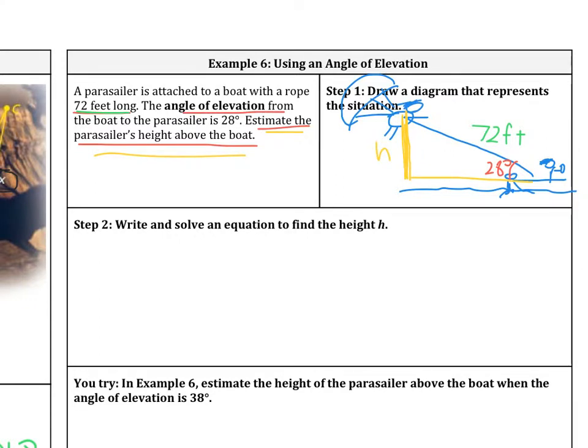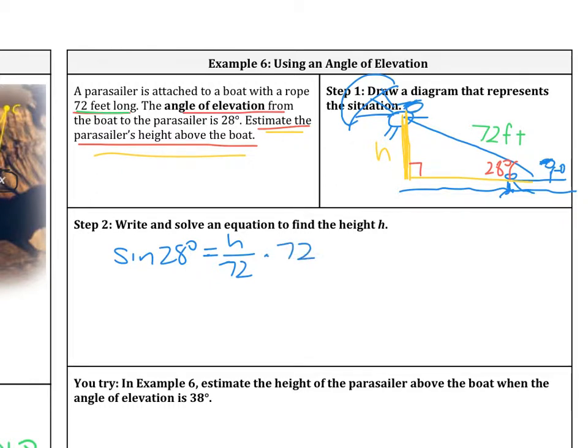So we're going to write and solve an equation to find height h. So we're given 28 degrees, and we have h and 72. So what trig ratio can we use? And of course, this is a 90-degree angle here. So for 28, we have opposite over hypotenuse. So opposite over hypotenuse is sine. So we can use sine of 28 degrees equals the height over 72 feet.